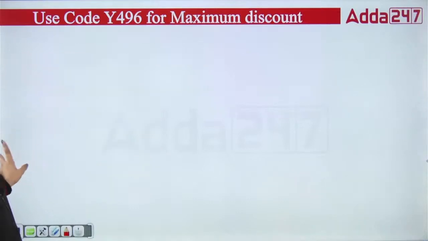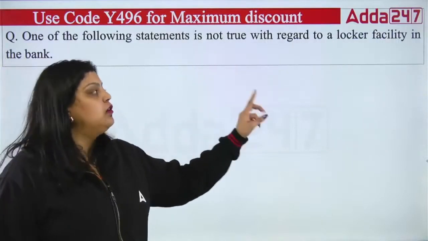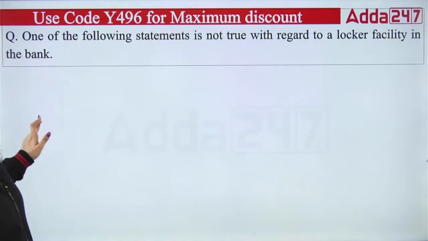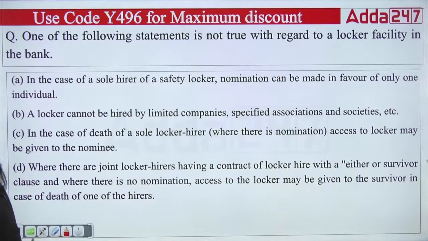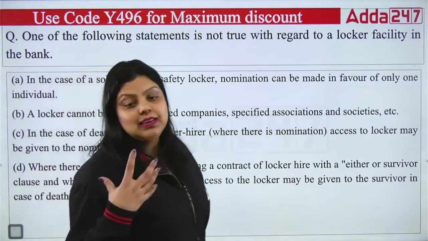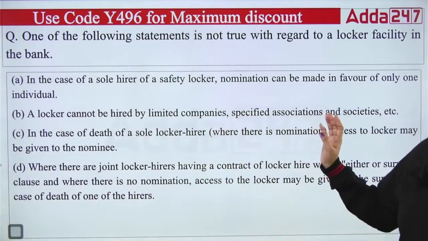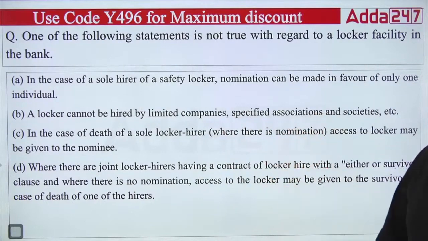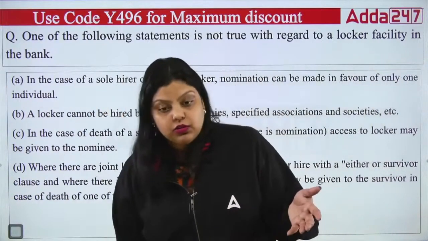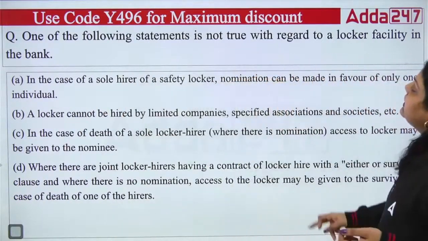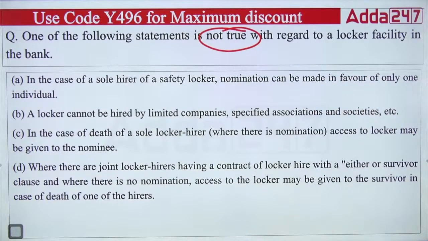Next, we have one of the following statements is not true with regard to a locker facility in the bank. We are talking about the locker facility in the bank. So these are the 4 statements in front of you. We are discussing ancillary services that are provided by banks. So we know banks provide a lot of services to us. After that, banks also provide ancillary services, the related services, like providing lockers, safekeeping, etc. So which of the following here is not true with regard to a locker facility in the bank?